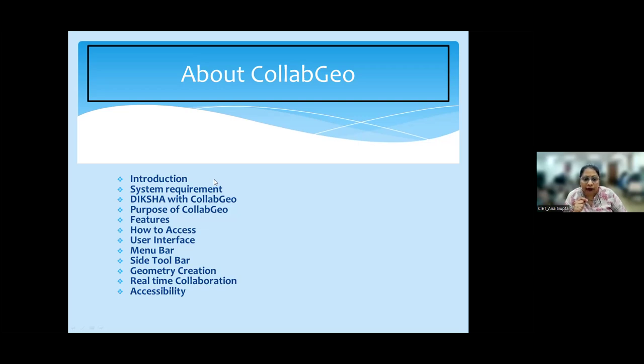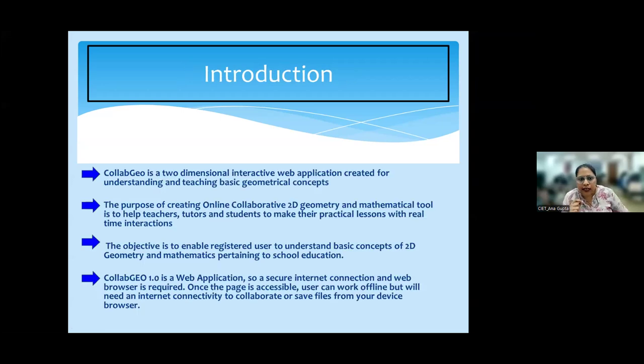Then we will discuss how to access CollabGEO and we will go through the user interface. We will do the activities in the user interface. For that, we will discuss what the menu bar and sidebar are and how they work. We will also do geometry creation in this session. You can go through all the terms and collaborate with us, and share your geometrical entity with us. So how can we start? I'm starting. What is CollabGEO?